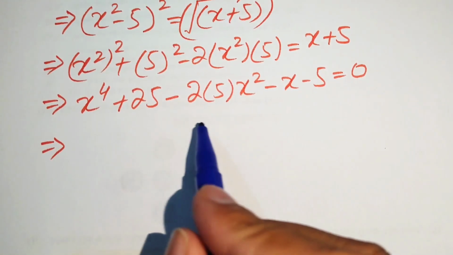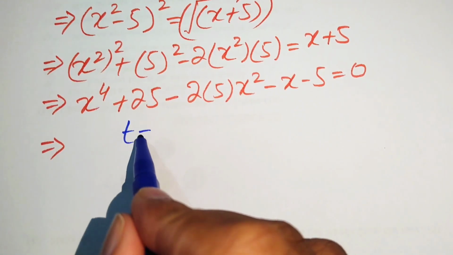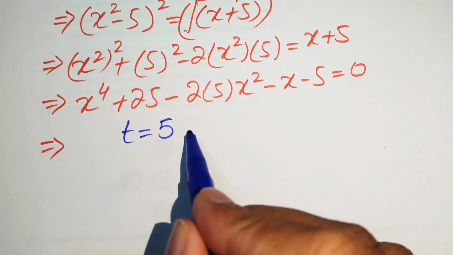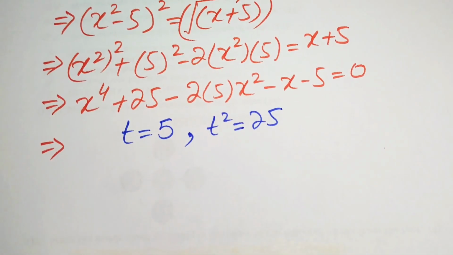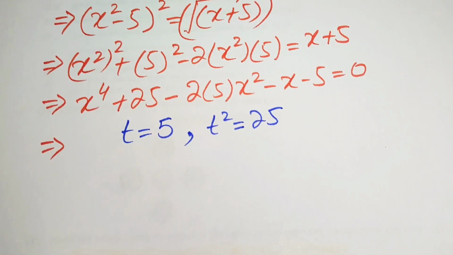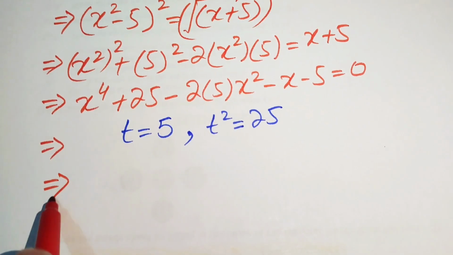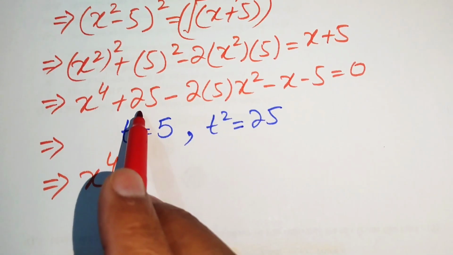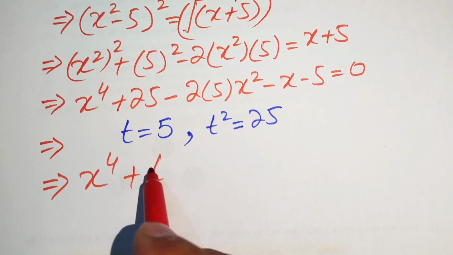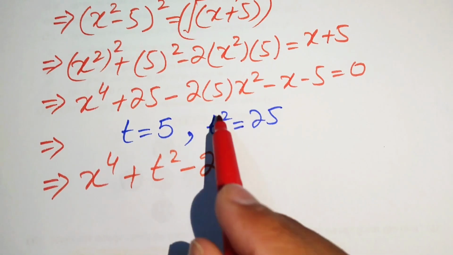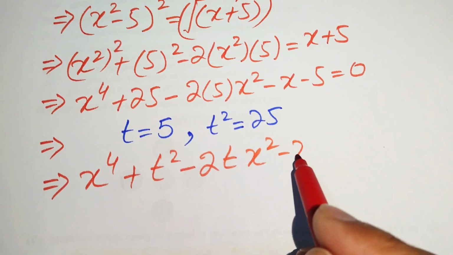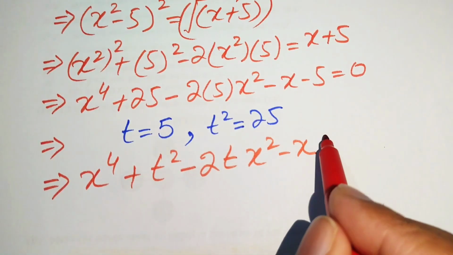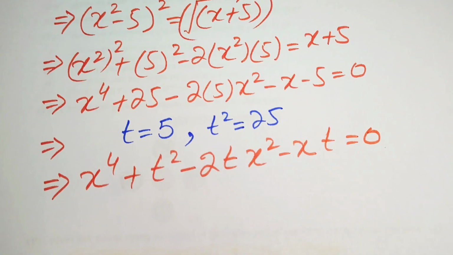Okay, so first we take t equals 5, and when you take the square of this term, you get t square equals 25. Now I can take these two substitutions in the above equation, and our equation is written as x to the power 4, and 25 equals t square, and minus 2 into 5, and 5 equals t, into x square, and minus x, and minus 5 equals t, and the whole equation equals 0.